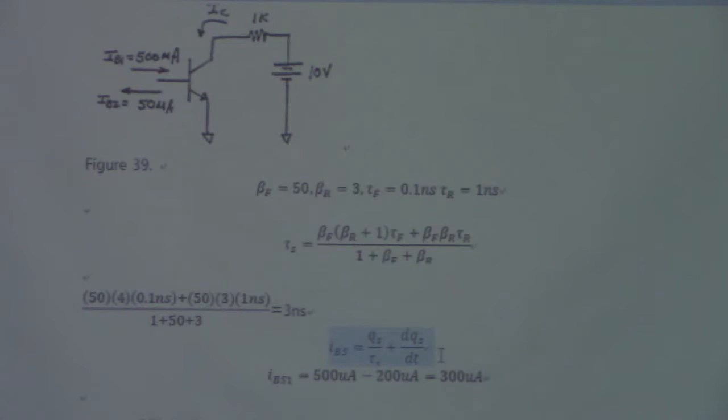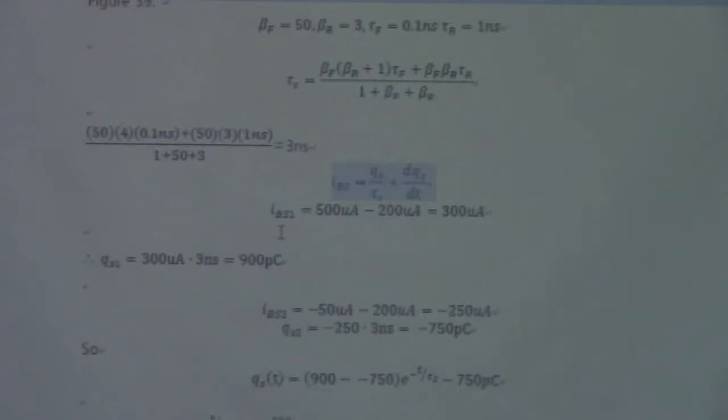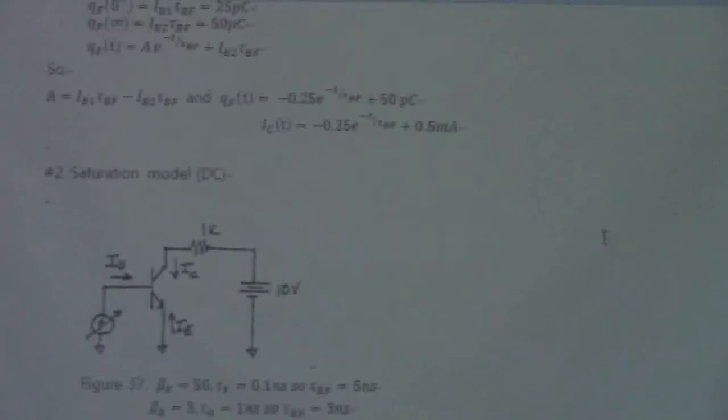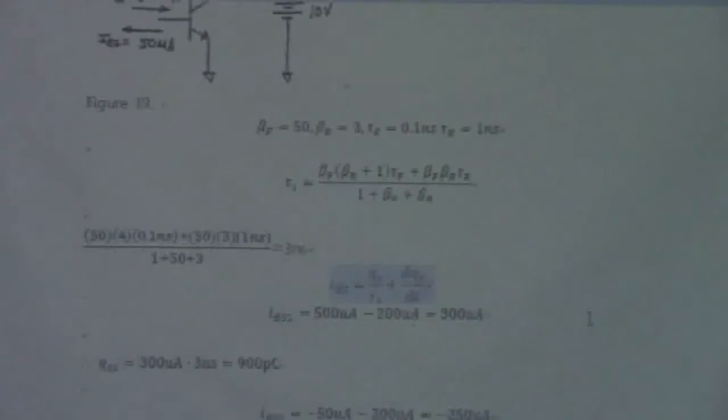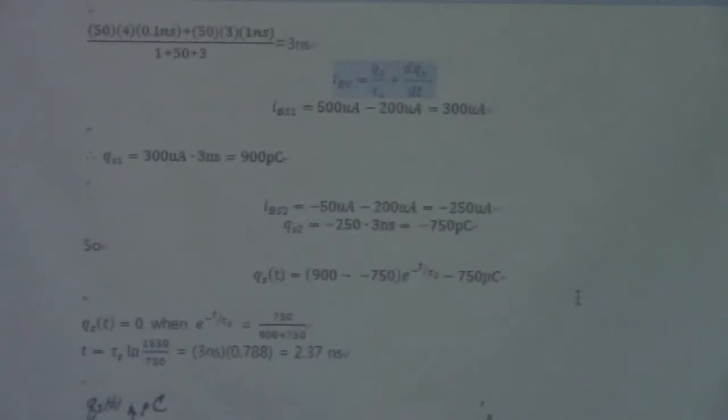And then this is the equation that we try to solve. And we put the numbers, and then we have IBS1, and then QS1 is 900 picocoulombs, and then IBS2, we switch the device, and that switching has been given in this example. Okay, the first example here, like this. This is exactly the same one.